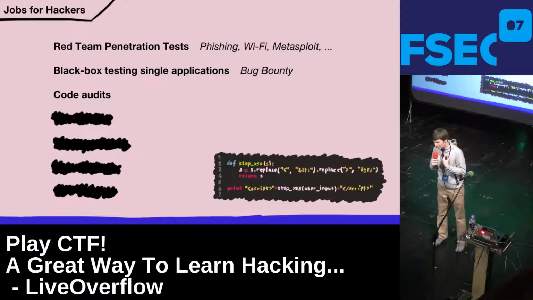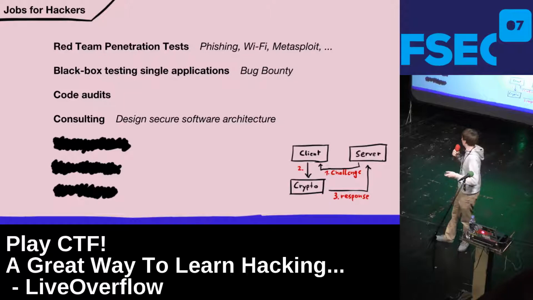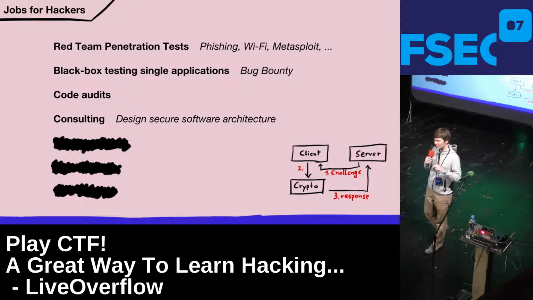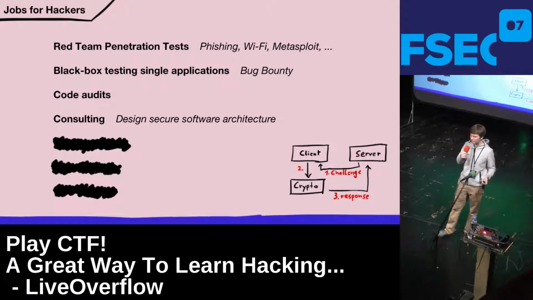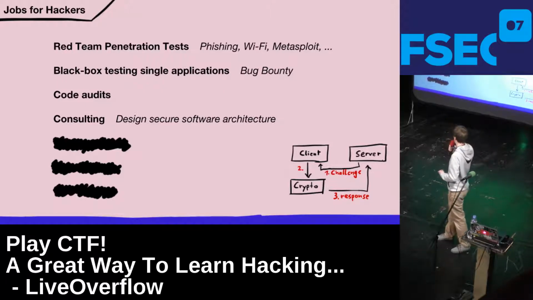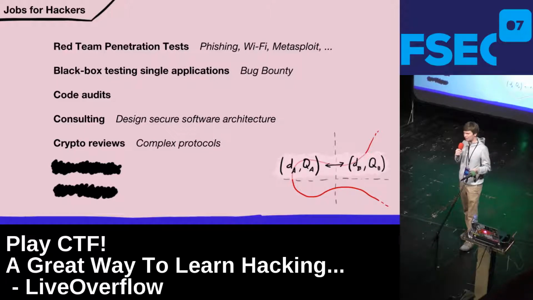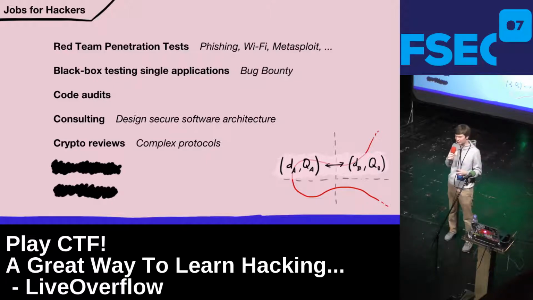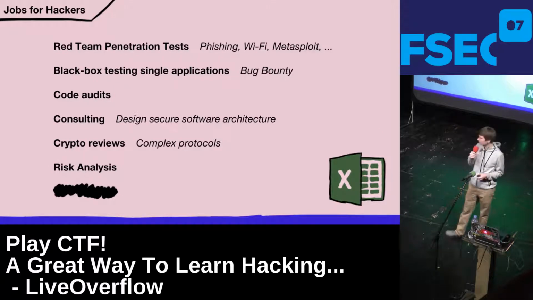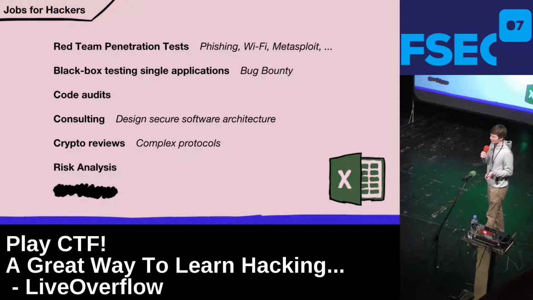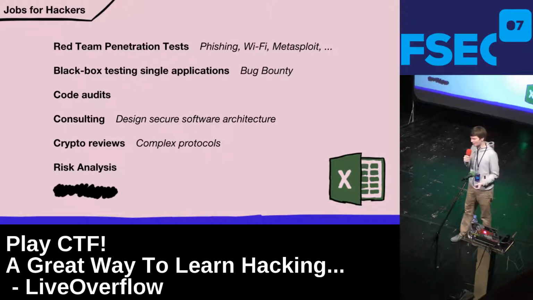That's kind of what I'm doing a lot, so just reading a lot of code. There's also a possibility for just doing consulting in general, where you help companies design secure software before it even gets implemented. And you can also be mathematical and do crypto reviews and build those complex protocols that are running on our secure messenger applications. You could also be somebody who just sits in front of Excel and does risk analysis and pushing around some numbers to see how much damage could be done or what the probabilities are.